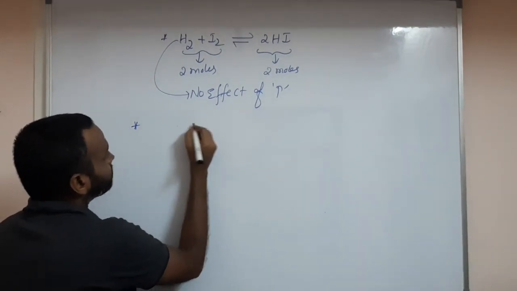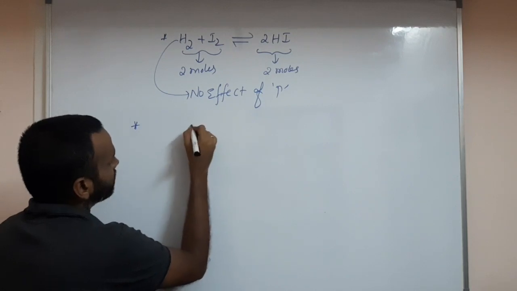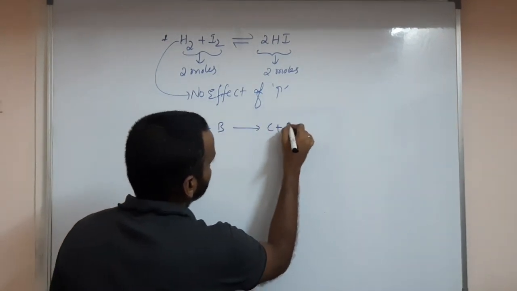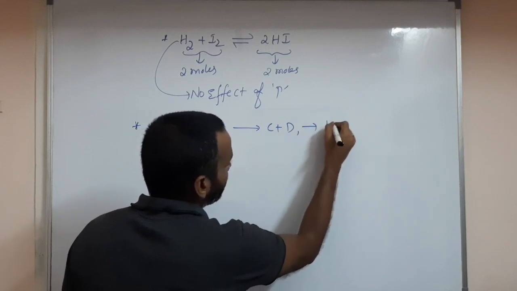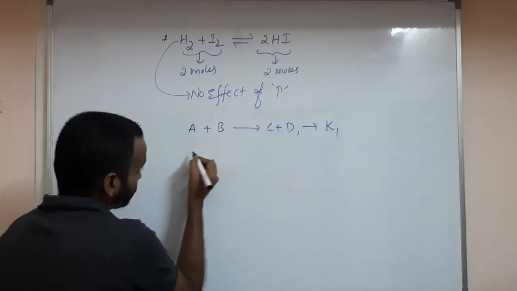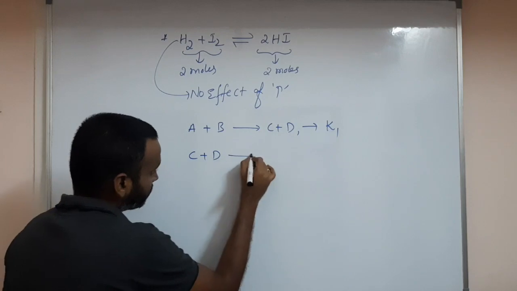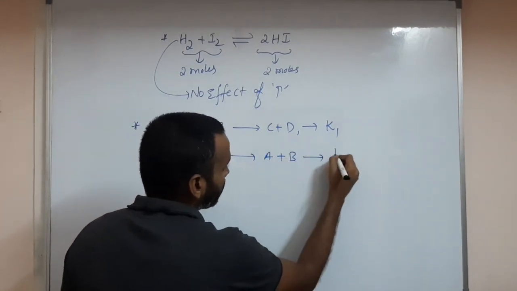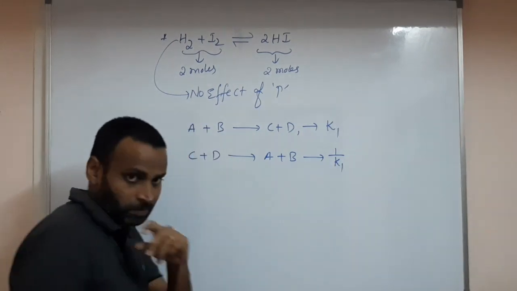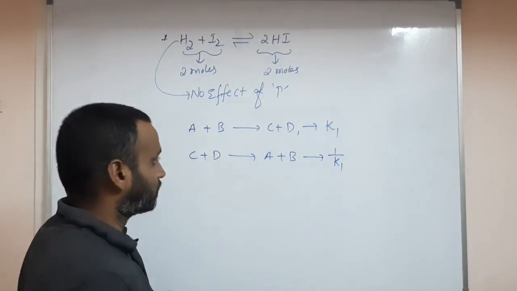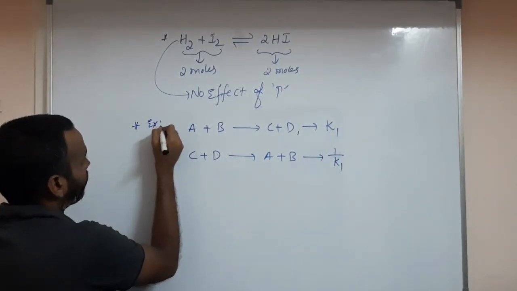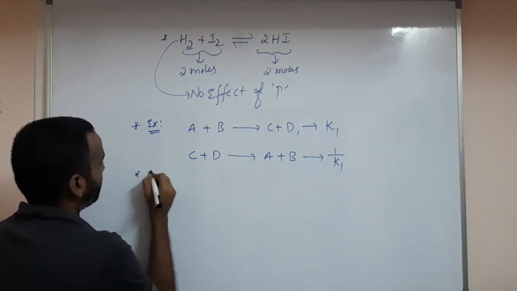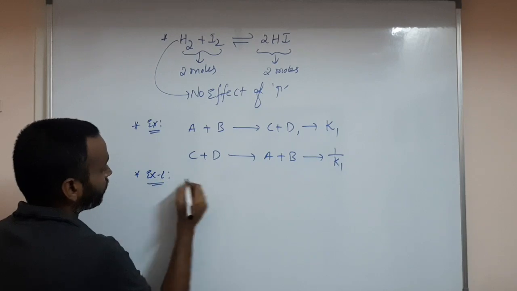Take any reaction, A plus B gives rise to C plus D. Here the equilibrium constant is K1. So for C plus D gives rise to A plus B, what is the equilibrium constant? It is 1 by K1. Remember, this is one example. I'll give you everything, no problem. Second example.